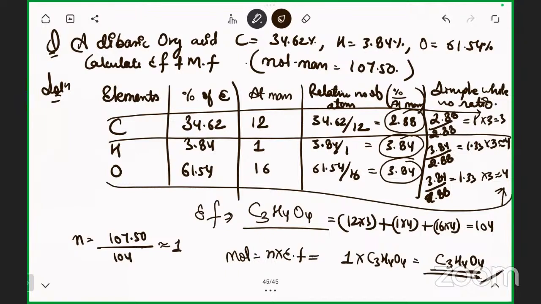Any doubt in this empirical formula and molecular formula? Any doubt? No, sir. Easy, na? This is easy. I think you have learned this. If anyone belongs to 11th, in the ICSE book, the 11th CBSE book and also the state board books, it is given in the first or second chapter. I think you have already discussed this.